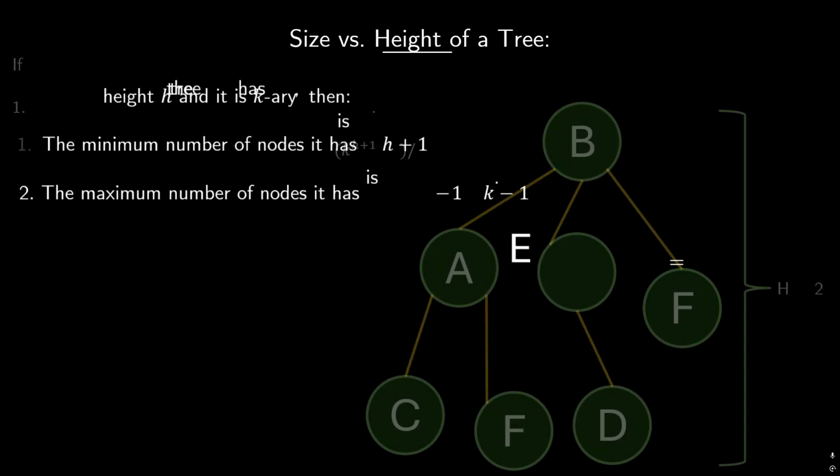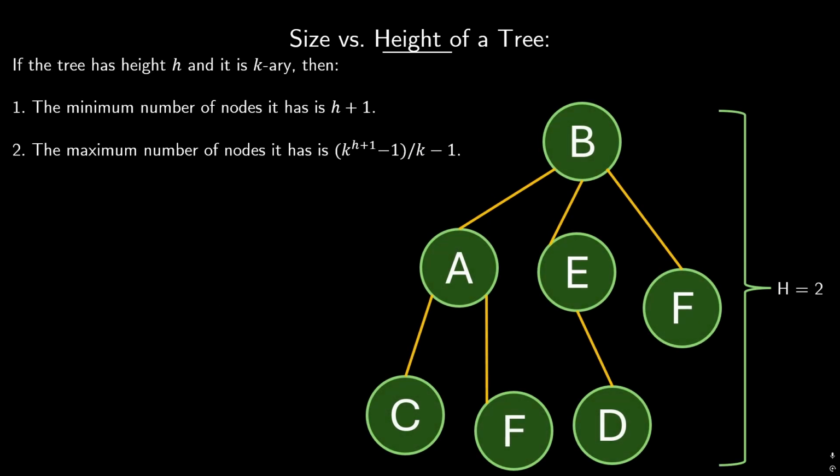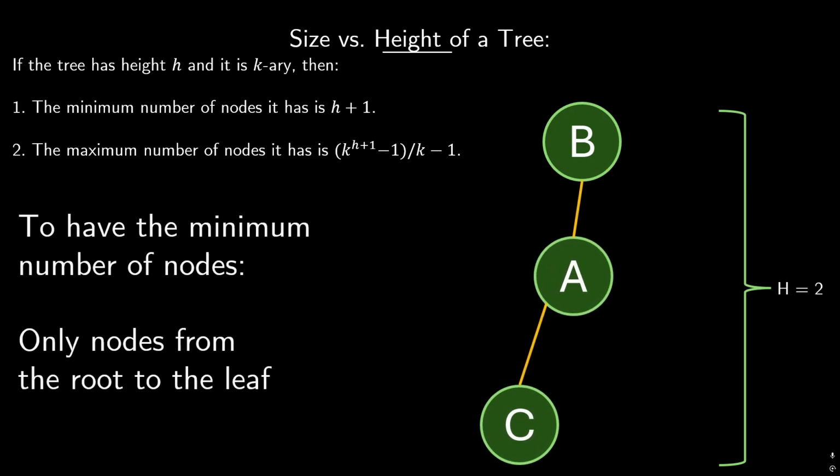How do we see this? Here's an idea for you. Let me show an example. So let's revisit the tree that has height equals to 2, and this tree is 3-ary. Right? So let's do an example of 3-ary trees. If I promise you that every node in the tree has at most 3 children, well then the minimum number of nodes has to be only the nodes from the root to the leaf itself.